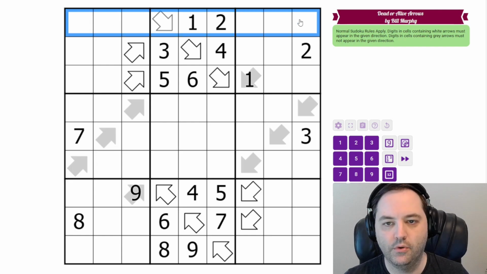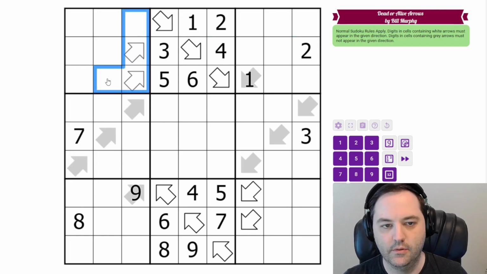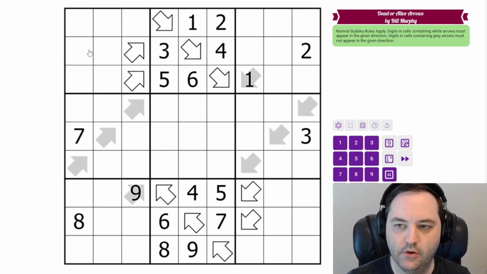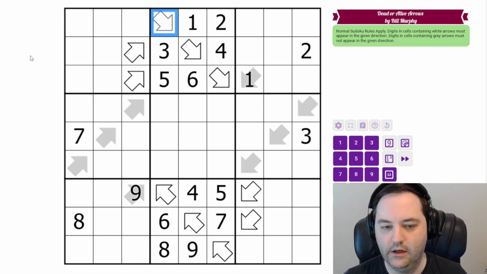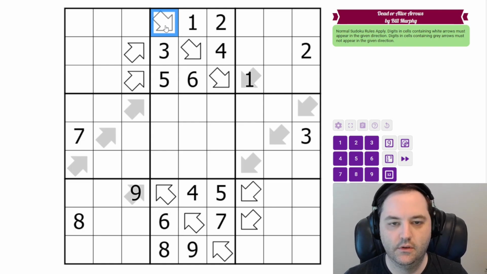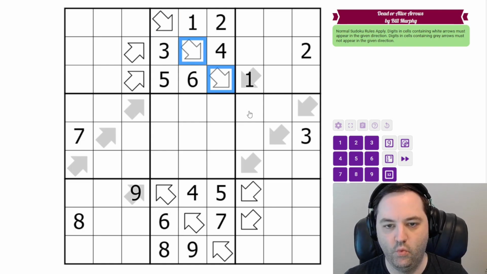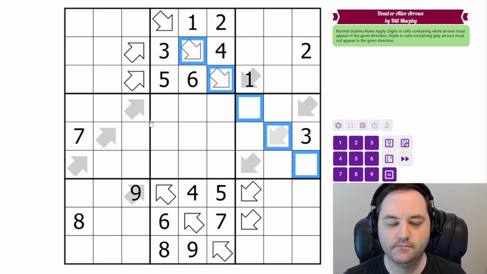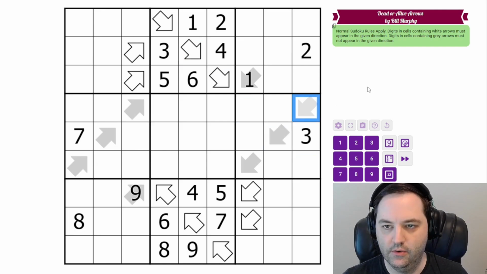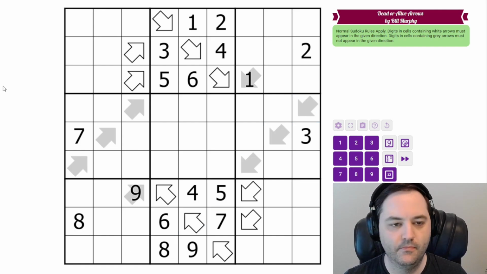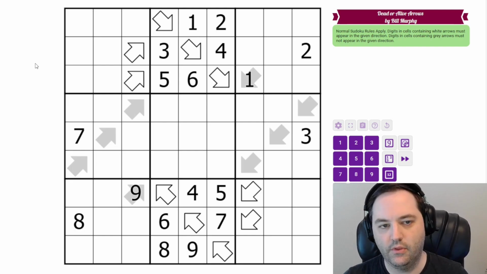So we have normal Sudoku rules, 1 to 9 in each row, column, and 3 by 3 box. Additionally, we have two types of arrows. One of them are these white arrows, so just an outline of an arrow. And a digit in a cell containing a white arrow must appear in the direction of the arrow. So if this is a 7, say, then one of these cells has to also be 7. The gray arrows mean that the digit in the cell cannot appear in that direction. So if this is a 4, none of these can be 4. Those are the rules. We're going to start with the white arrows.